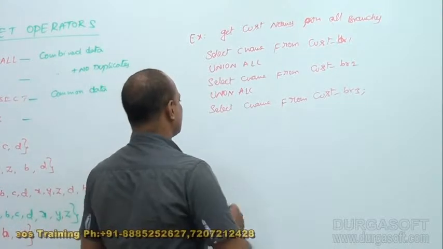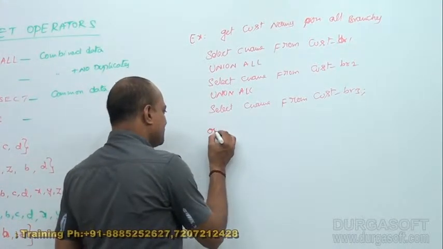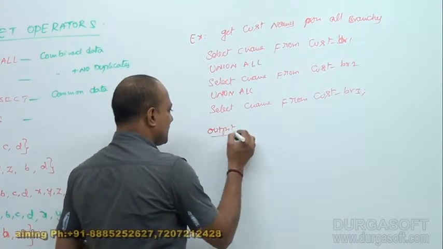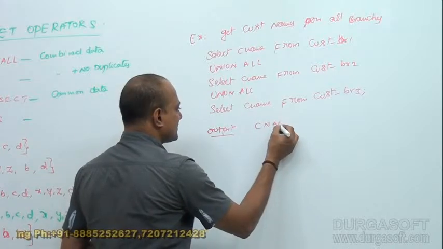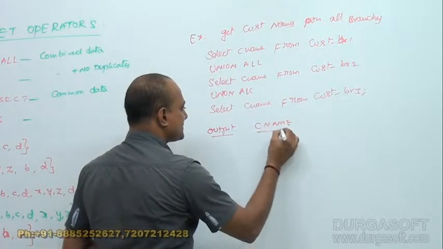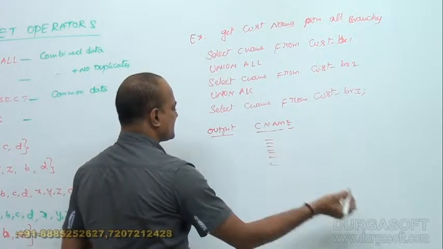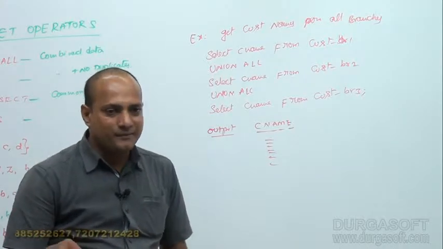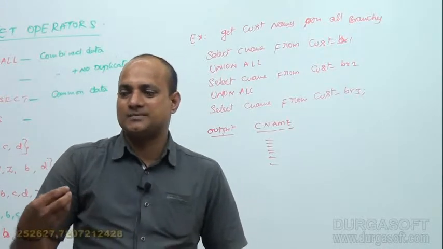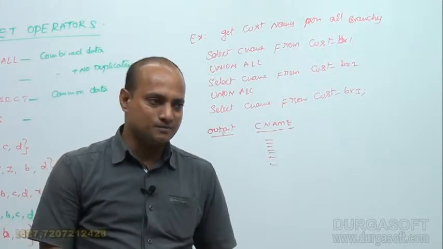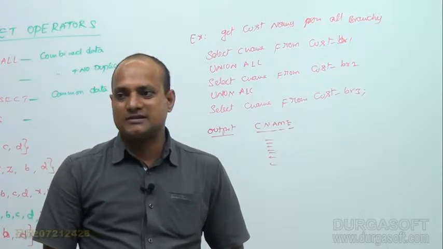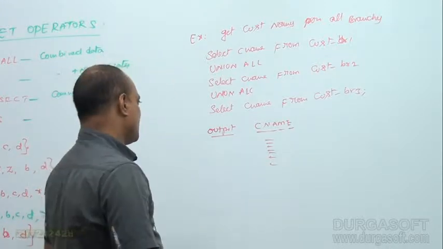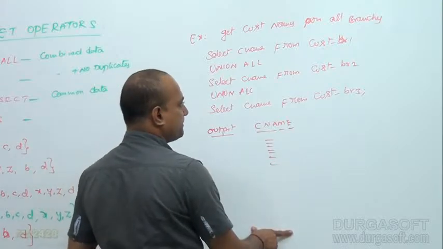So finally in your output you will get the title CNAME. Under this title you have all customers from all branches. Maybe a customer name is also displayed more than one time. If there are repeated customers with the same name, the names are duplicated here also.